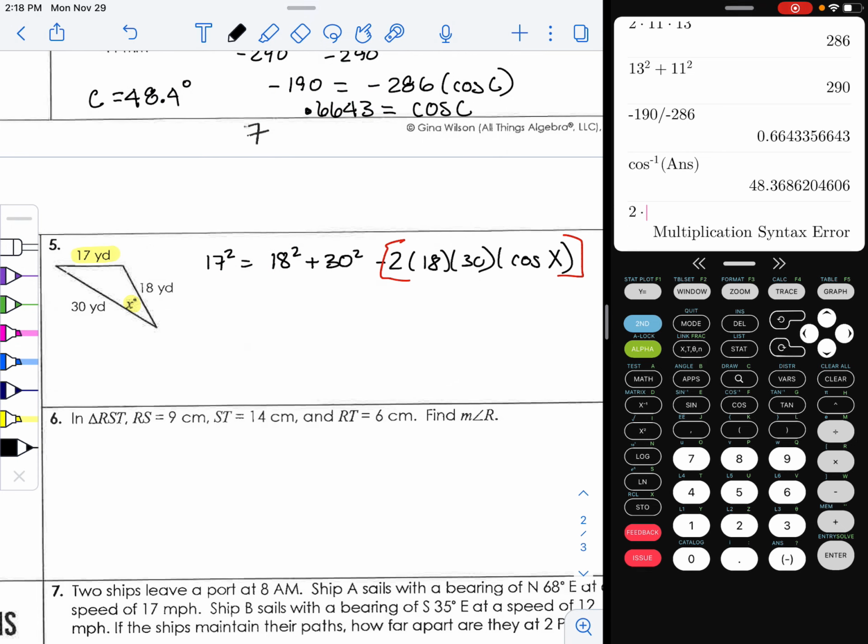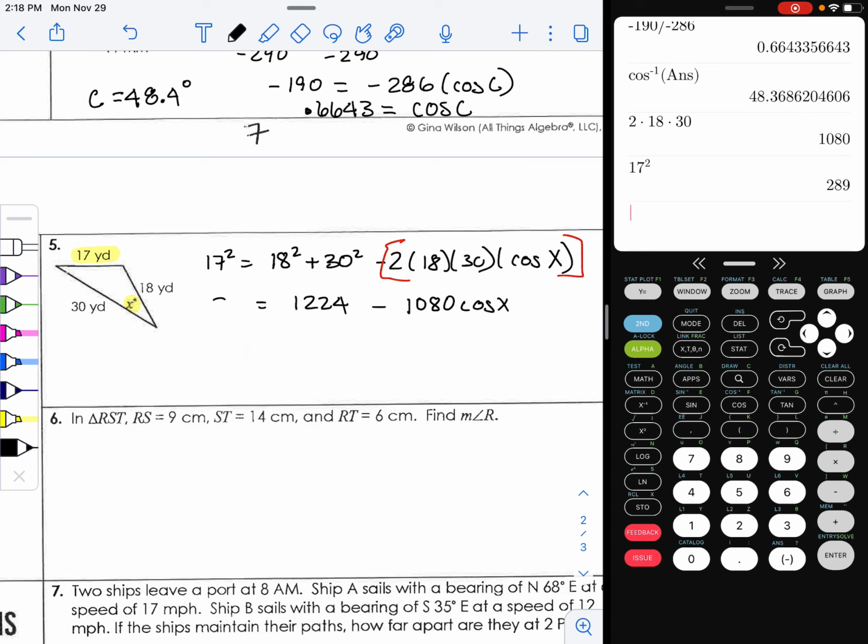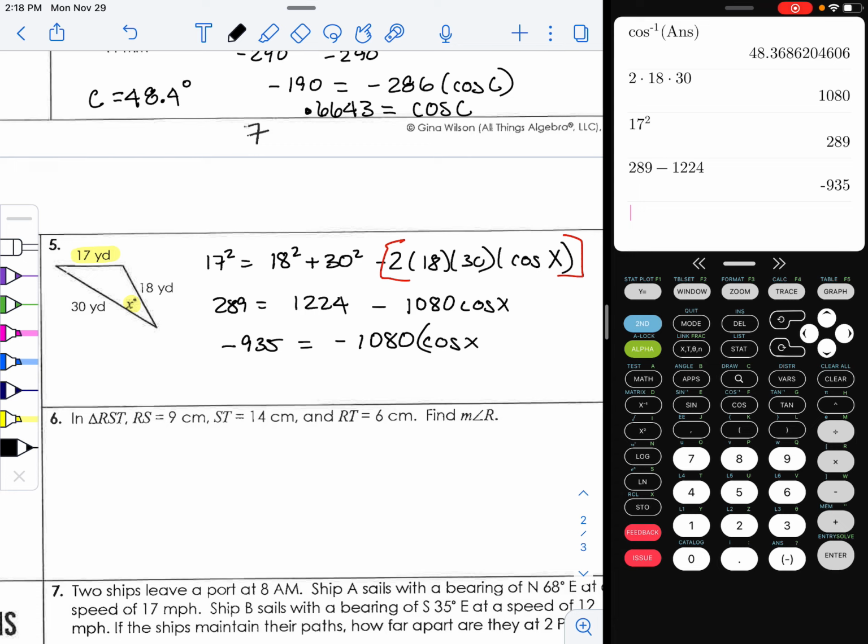So 2 times 18 times 30, I have negative 1080 cosine x. 18 squared plus 30 squared is 1224. And 17 squared is 289. My algebra would have me doing 289 minus 1224. This gets me negative 935 equals negative 1080 times the cosine of x.